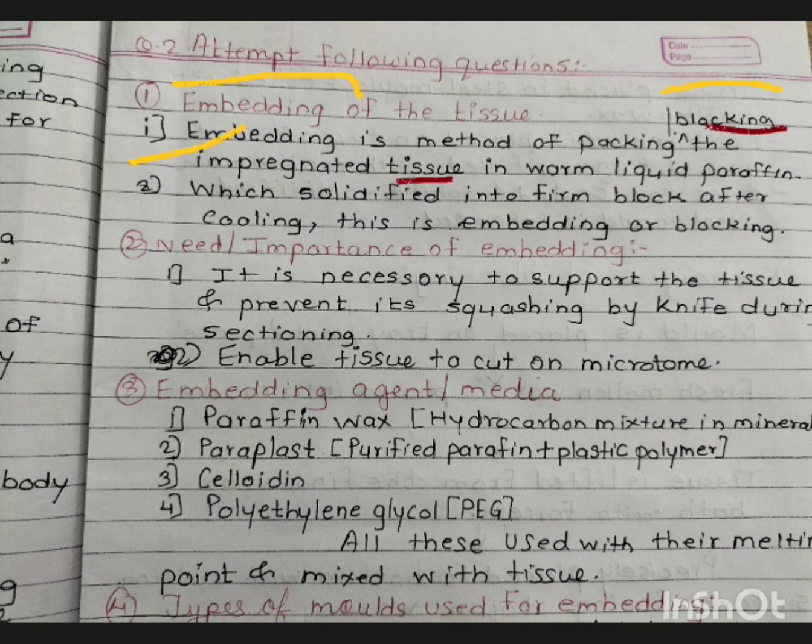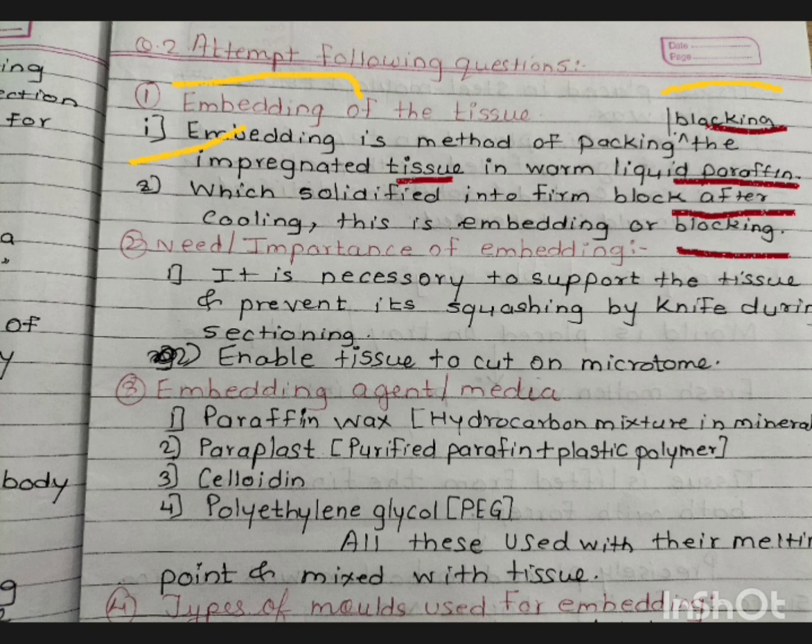This impregnated tissue we are going to place into warm liquid paraffin for packing or blocking. So embedding is the method of packing or blocking impregnated tissue in warm liquid paraffin, which solidifies into a firm block. It solidifies into a firm block after cooling, and this is called embedding or blocking. So embedding and blocking are similar.